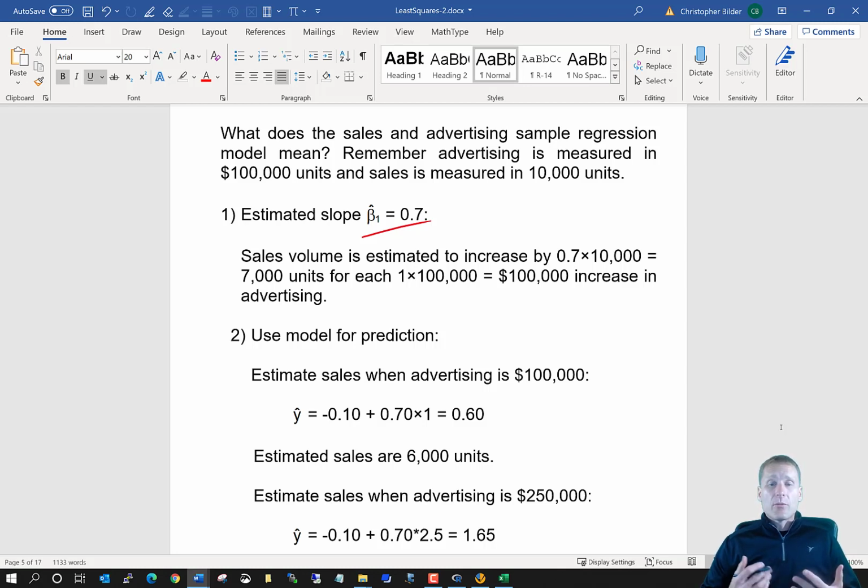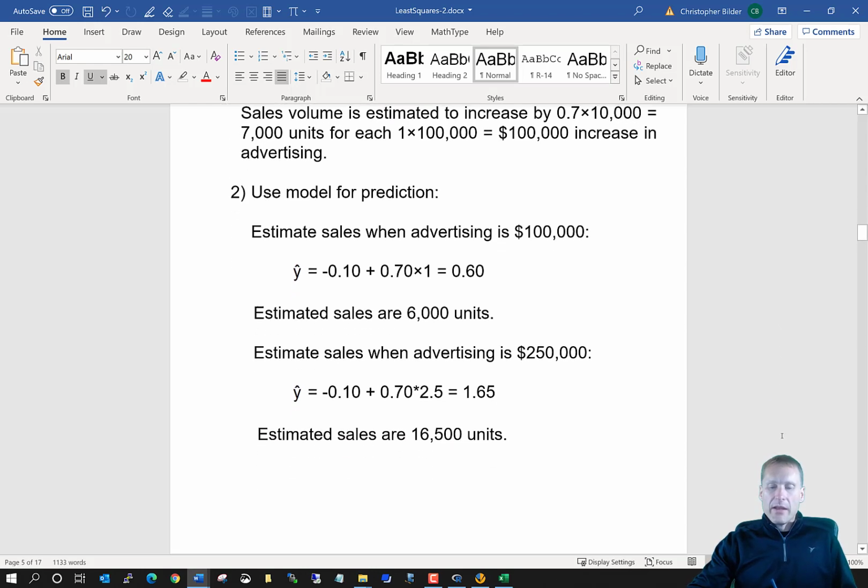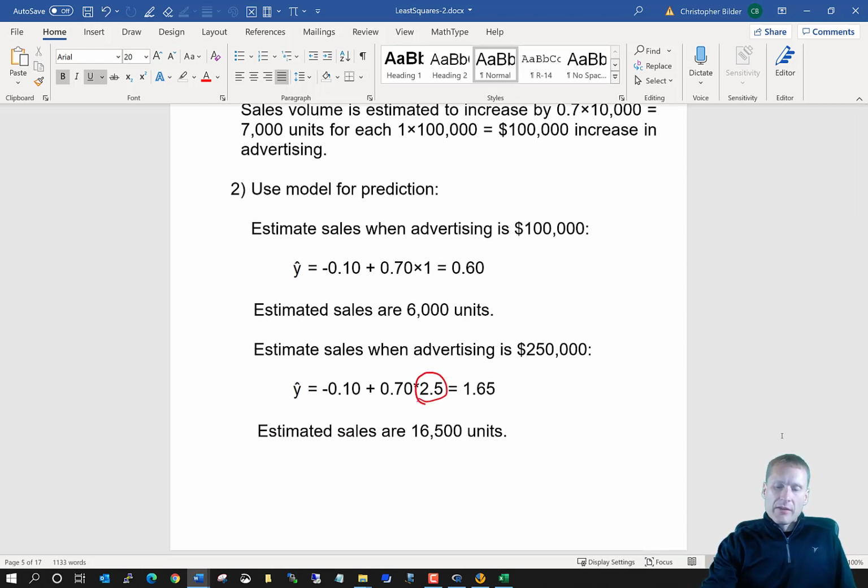Using this model, then we can predict. And we can predict for x values, or in this case advertising values, that are not necessarily in our data set too. So for example, let's say a company is interested in figuring out, if I were to advertise for $250,000, how much would I estimate my sales to be on average? Well, I put 2.5 into my model, and I get 1.65 out. In other words, 16,500 units. That's my estimated value. That's my y hat.